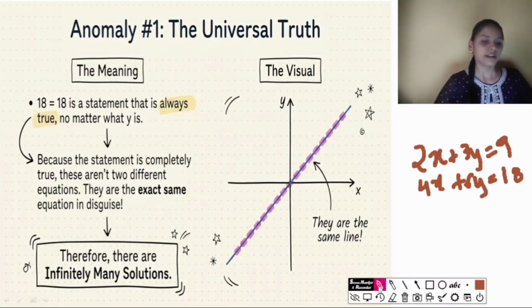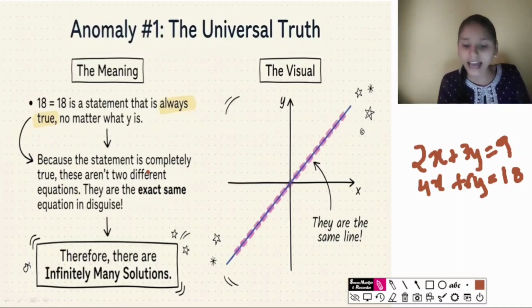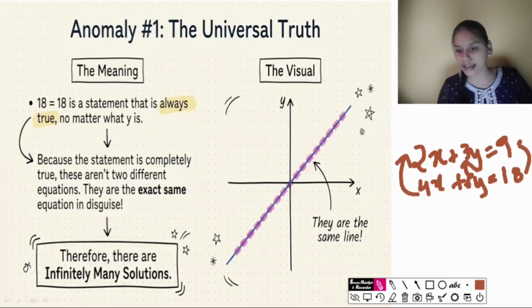See, whenever you get something like 18 is equal to 18, 6 is equal to 6, 5 is equal to 5, 2 is equal to 2, it means both equations are not different equations, they are exactly the same. How? See, here 2x plus 3y is equal to 9, here 4x plus 6y is equal to 18. I'm able to see that they are different, but you're not able to observe that 4 is 2 times 2, 6 is 2 times 3, 18 is 2 times 9.